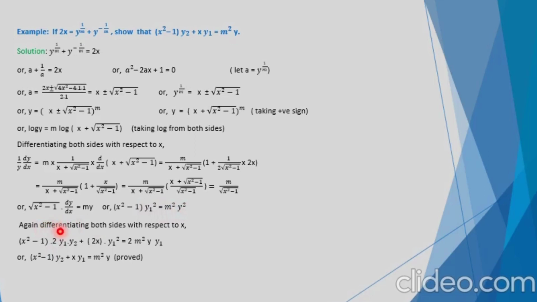To get the second order derivative, d2y dx2, we have to differentiate this again with respect to x. Therefore, using the usual u into v rule, x square minus 1 into 2y1 into y2, plus the derivative of x square minus 1, which is 2x, into y1 square, equals m square into the derivative of y square, which is 2y into y1. Here y1 means dy dx. Cancelling 2y1 from both sides, we get x square minus 1 into y2 plus x y1 equals m square y.